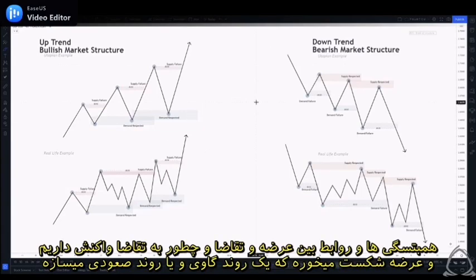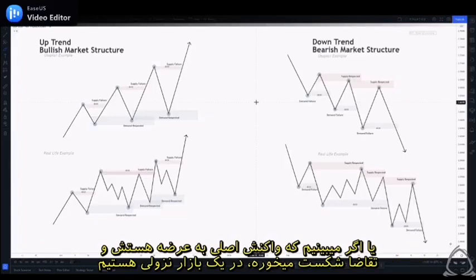It's the inner workings and the relationship between supply and demand, and how demand being respected and supply failing creates a bull trend or an uptrending market. Or if we're seeing supply being respected and demand failing, we're seeing a downtrend.